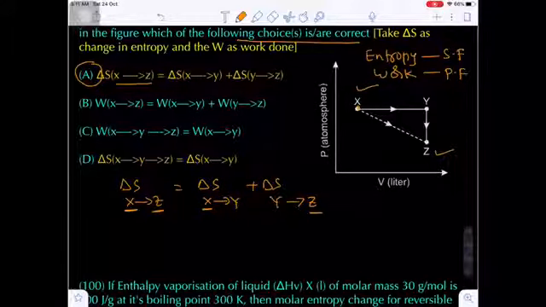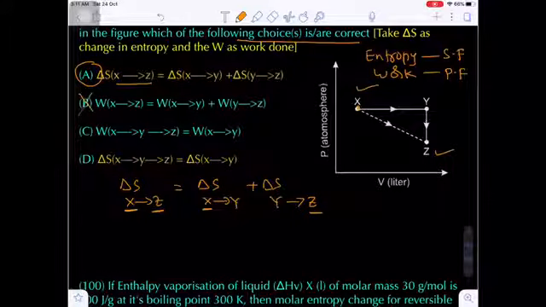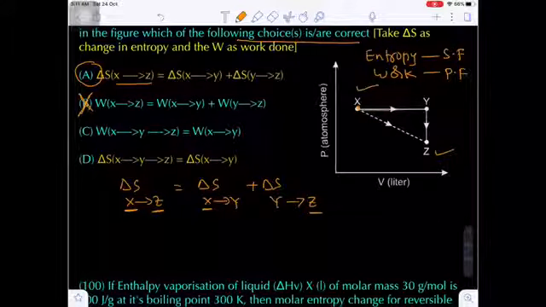Now W X to Z will be equal to X to Y plus Y to Z. So this is incorrect, because it is not valid. It is only valid for a state function. Now come to W X to Y and Y to Z. That means this is the total area, and W X to Y, this is the total.